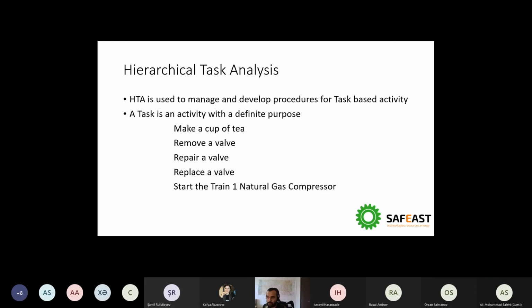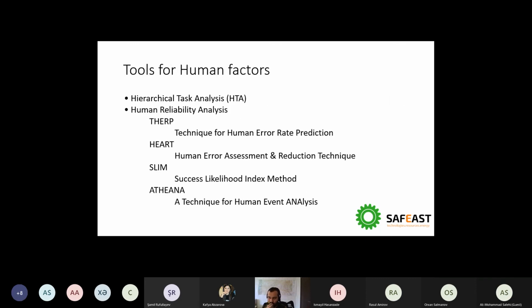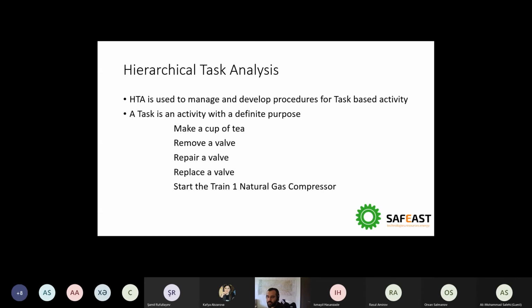Out of them, I will first show you hierarchical task analysis. What does it mean and how do we use it? It is one example from human reliability analysis, so you can understand how we quantify human error. So, hierarchical task analysis.